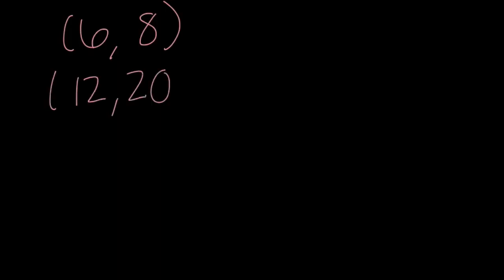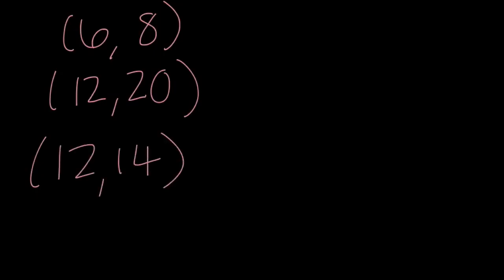Next, we are going to give you 3 problems to choose from to practice your least common multiple skills. The first option is 6 and 8, so finding the least common multiple between 6 and 8. The next is 12 and 20, so finding the least common multiple between 12 and 20. And finally, we have 12 and 14, so finding the least common multiple between 12 and 14.